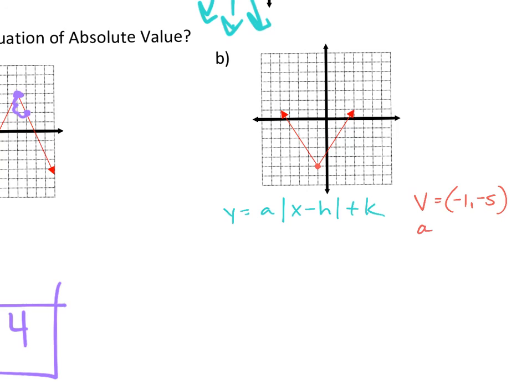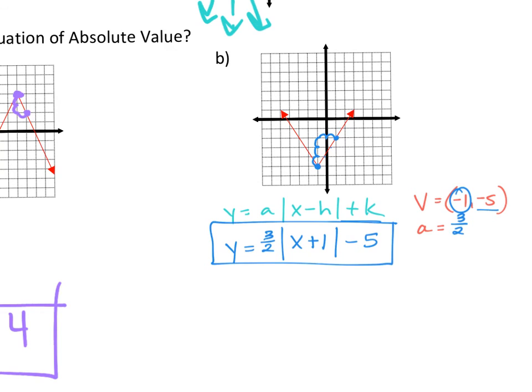And then our a, if we're going from this point here to the next point that we hit perfectly, we don't hit here, we don't hit here. So we're going 1, 2, 3 up, 1, 2 over. So up 3 over 2 is an a of 3 halves. When we plug that in, we get y equals 3 halves times the absolute value of x. Now be careful, x minus a negative 1 is x plus 1. Remember, it's always opposite of what it looks like it should be on the inside. On the outside, it's plus k, so it's plus a negative 5, which is just minus 5. And that will be your answer.